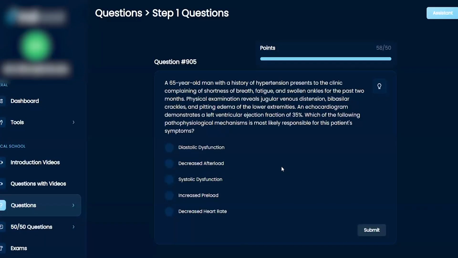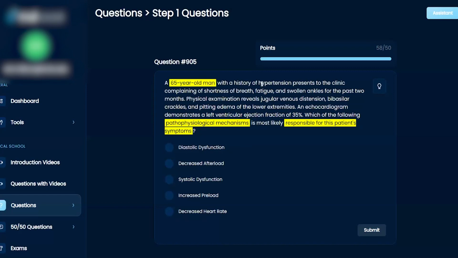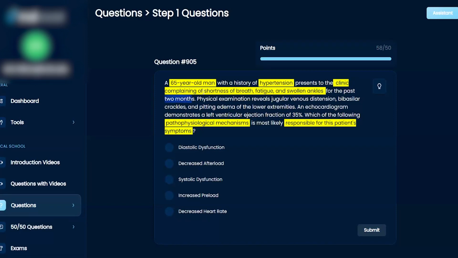Okay, which of the following pathophysiological mechanisms is most likely responsible for this patient's symptoms? We've got diastolic dysfunction, decreased afterload, systolic dysfunction, increased preload, or decreased heart rate. So we've got a 65-year-old man with a history of hypertension presenting to the clinic, complaining of shortness of breath, fatigue, and swollen ankles for the past 2 months.